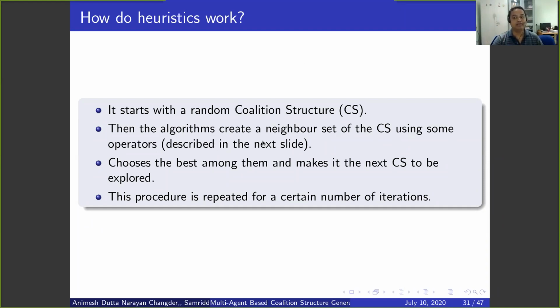Then the algorithm creates a neighbor set of the CS using some operators. The operators can be different operators, just like we have the arithmetic shift operation in the first year. I think some people can remember. So a shift operation or split operation. You do this type of operation and try to find out what the result is. This may be a good result. This procedure is repeated for a certain number of iterations.